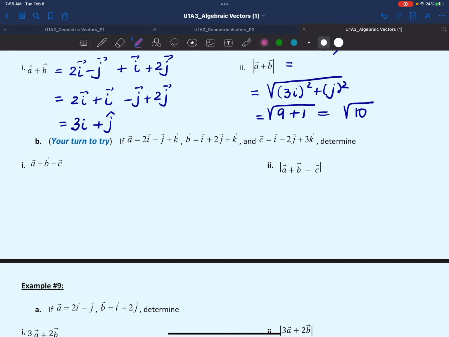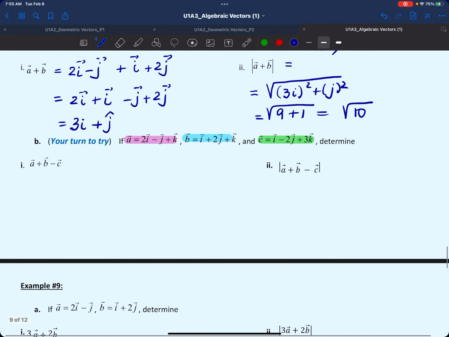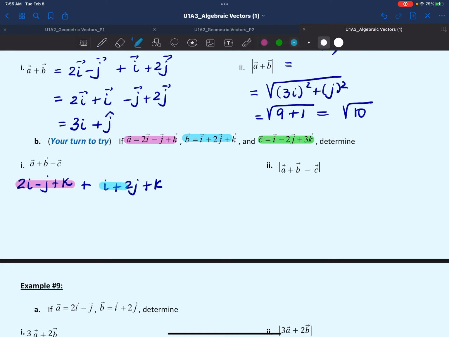And here is an example for you to try. This time we chose 3D vectors, but the idea is the same. And we have 3 vectors. So we have vectors A, B, and C, and we want to find A plus B minus C, which means that we have 2i minus j plus k. That would be vector A, plus vector B, which is i plus 2j plus k, minus vector C, which is i minus 2j plus 3k.